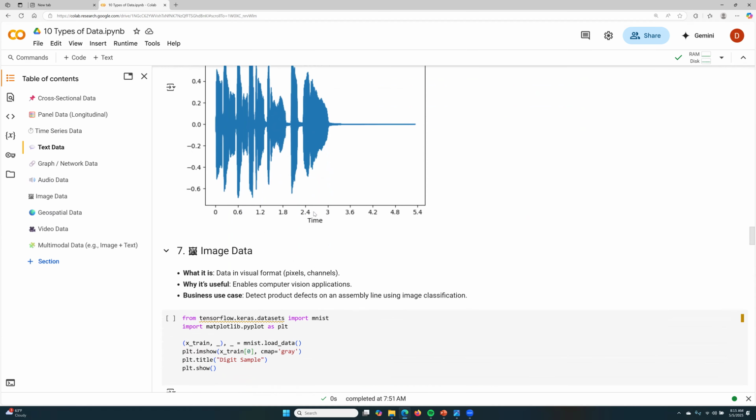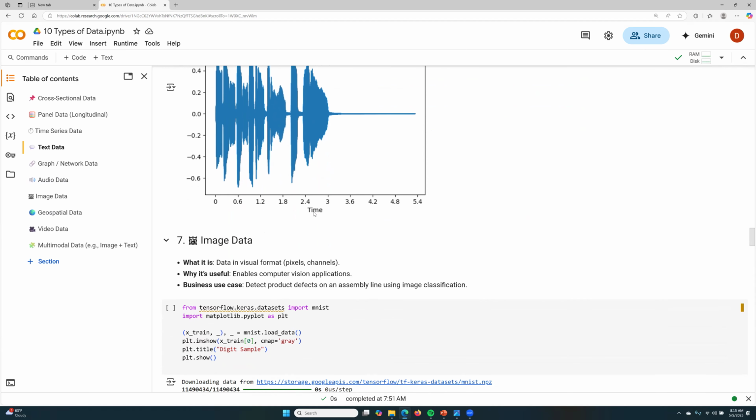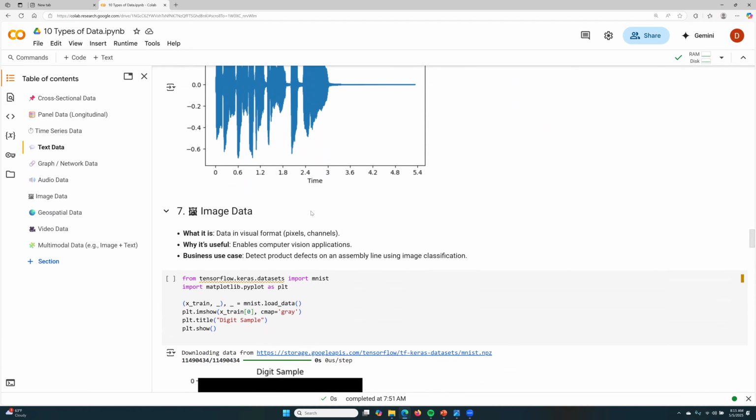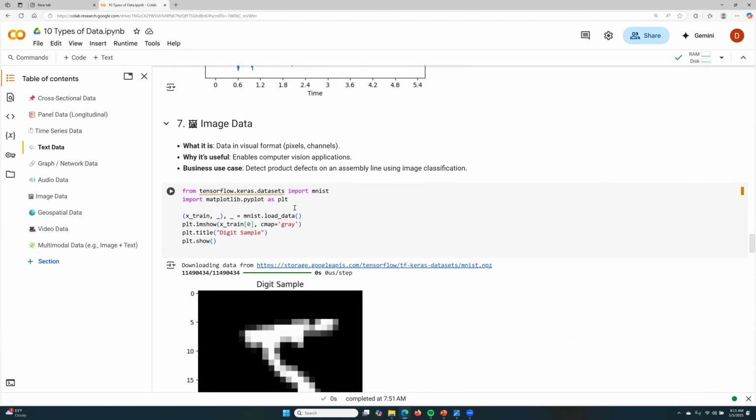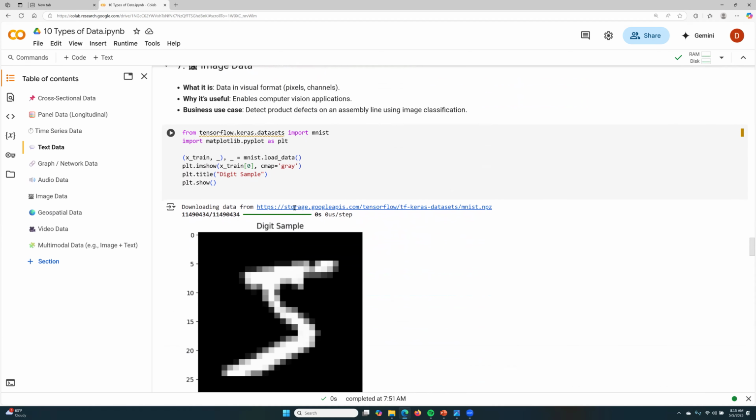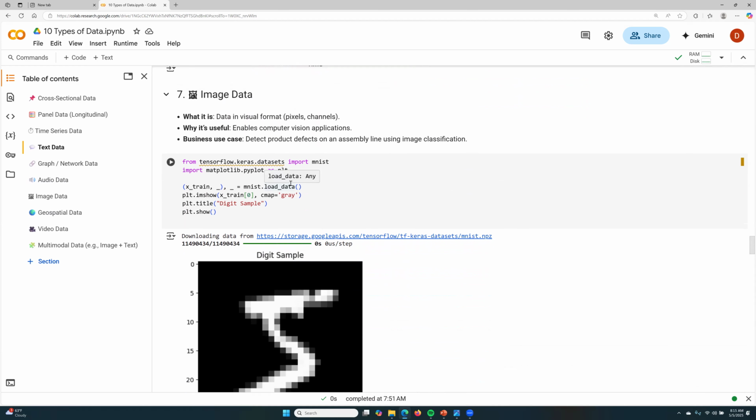So finally, moving on to image data, which is the seventh. What is it? It's data in visual format, pixels and channels. Why it's useful: it enables computer vision applications. It detects products or defects on an assembly line using image classification. Here, it's not a product, but it's a digit, right? Can we recognize what the digit is? So that's the usefulness of it.